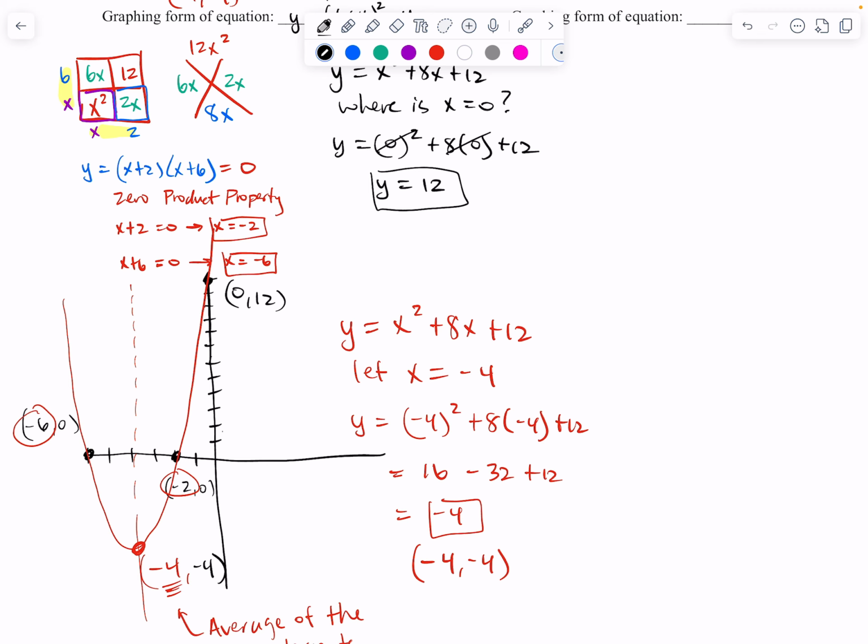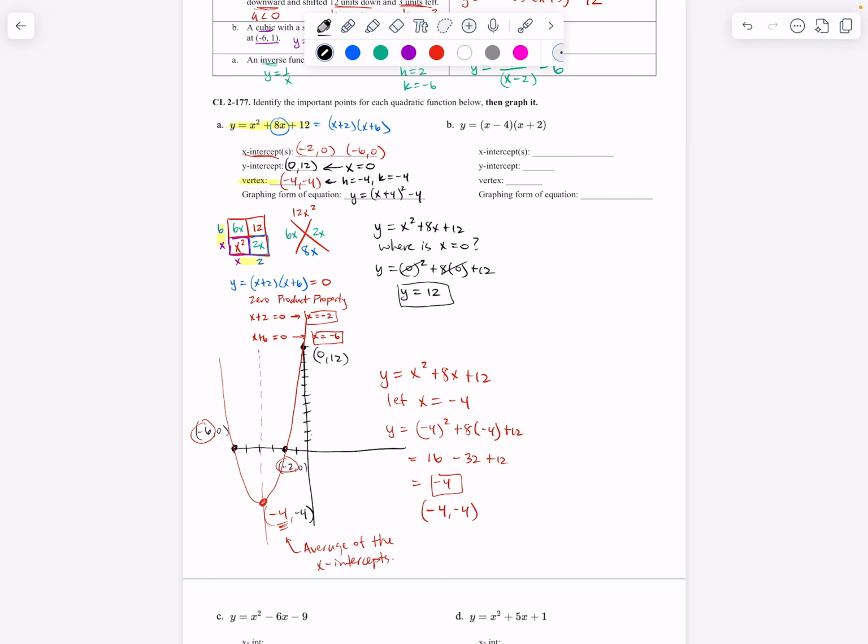And that is how to get the first parabola. I'll do the second parabola in my next video.